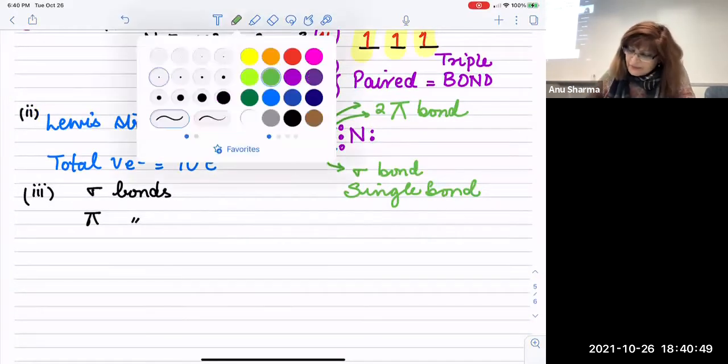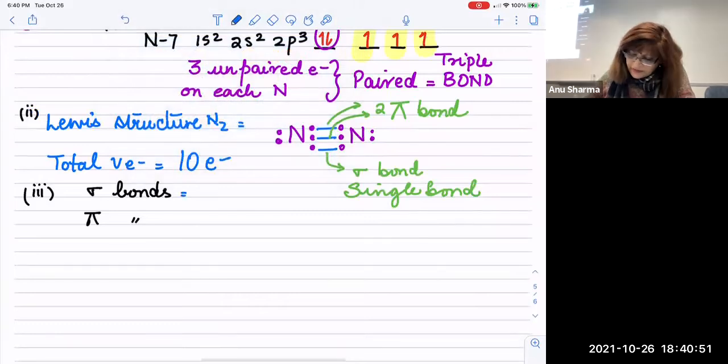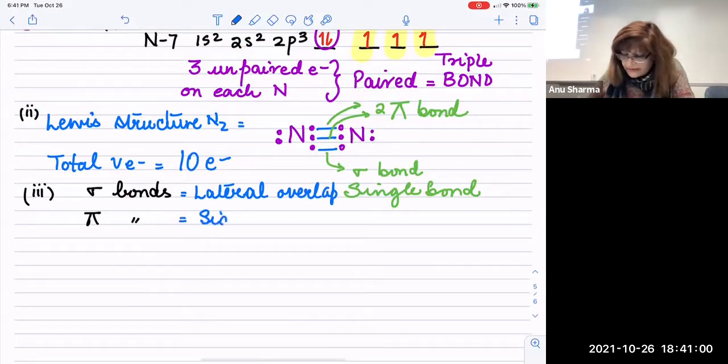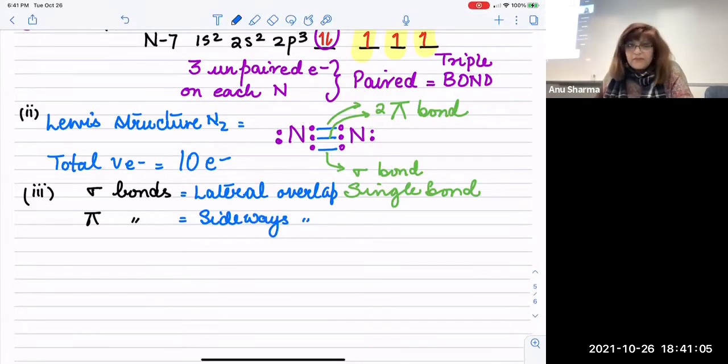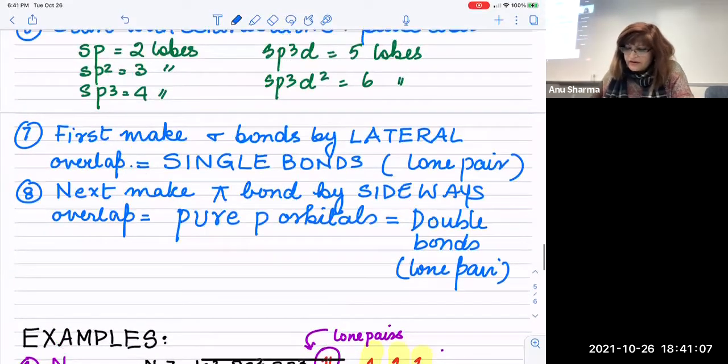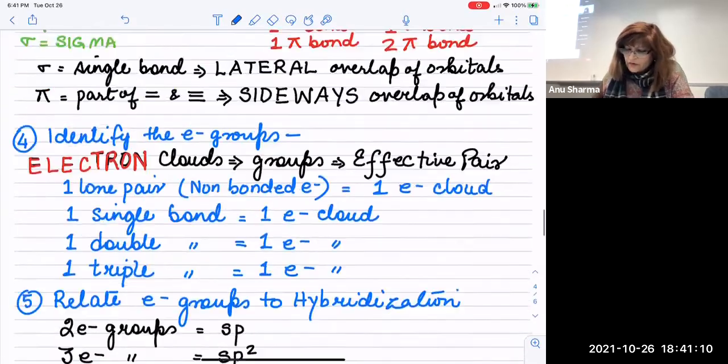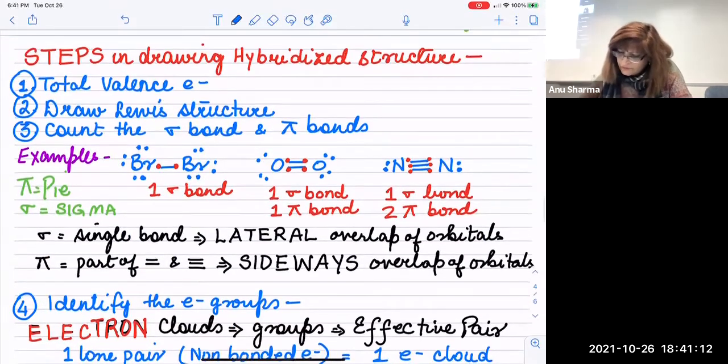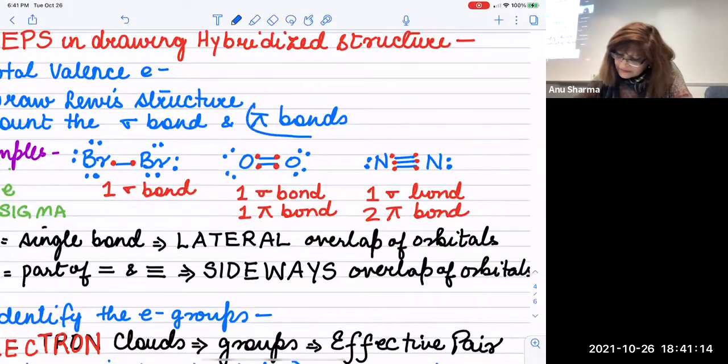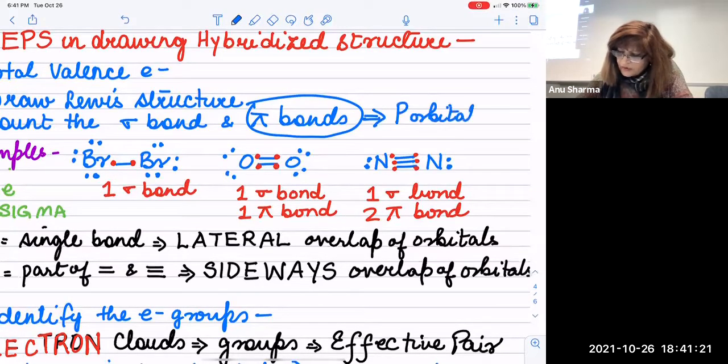Remember that the sigma bonds are formed by head-on, flat overlap. And the pi bonds are formed by sideways overlap. Anytime pi bonds are there, the pure p orbitals are involved. So pi bonds involve the pure p orbitals.